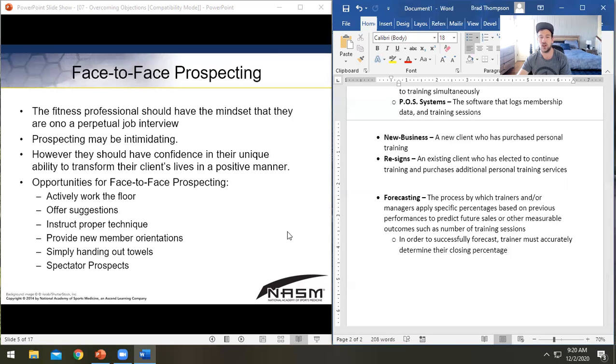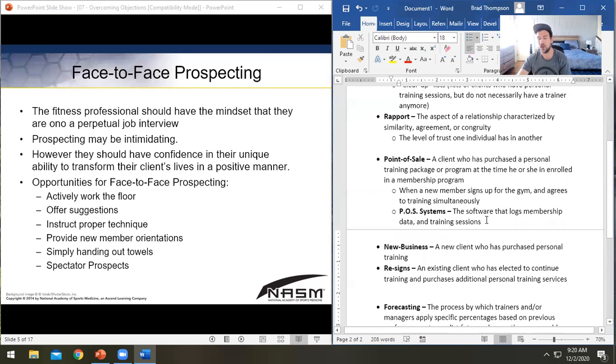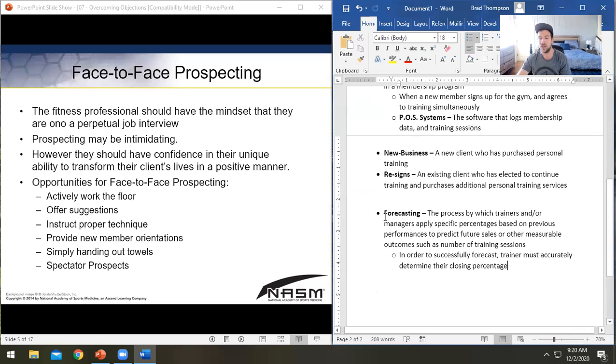So once we know how to create a plan here, and we know a little bit about our forecasting, how do we actually go about this prospecting? How do we go out and get our new clients? Well, I love this sentence right here. You have to have the mindset that you're on a perpetual job interview, where you're always on your best behavior, because that's really what people are doing.